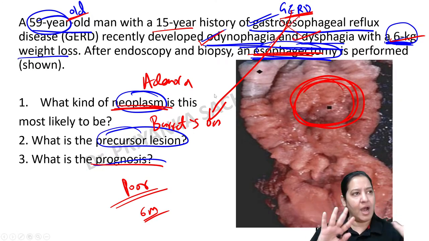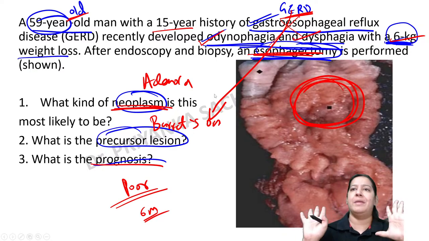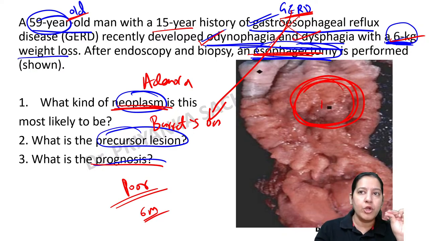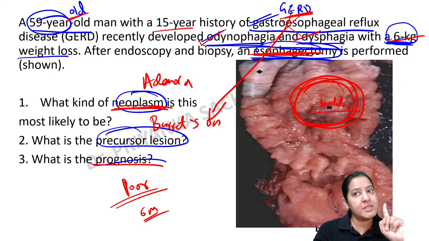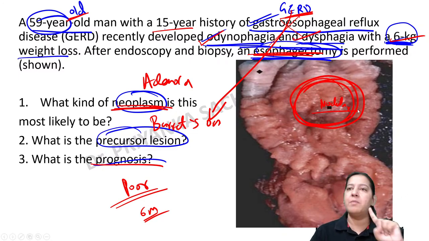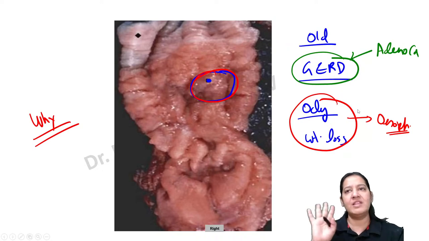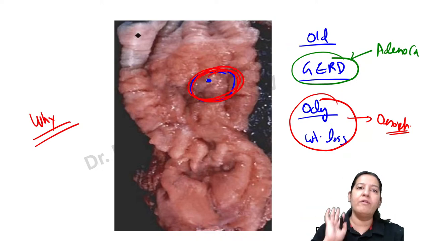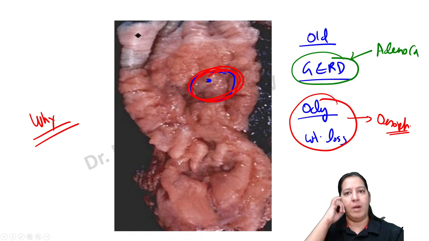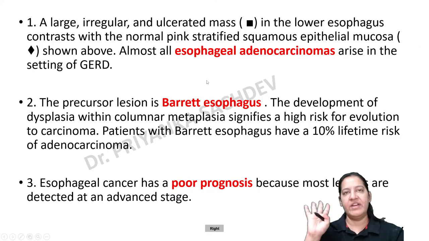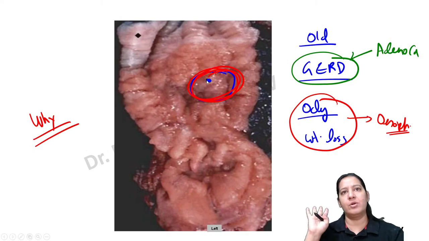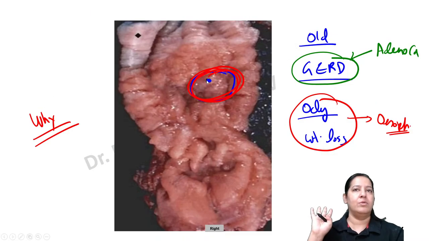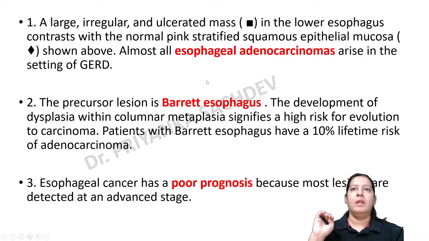Now, one more clue is given in the image. You can see here it is a nodular area. Adenocarcinomas are always nodular. Squamous cell carcinomas can be ulcerative or infiltrative, but adenocarcinomas are always nodular. So the clue given in the image is a nodular area in the lower esophagus, so that is adenocarcinoma. Everyone give me a thumbs up. You got my point? Say yes or no. So that is the answer. Let me proceed ahead.